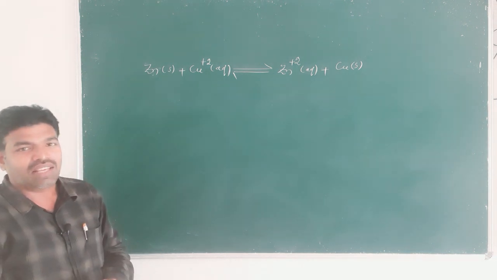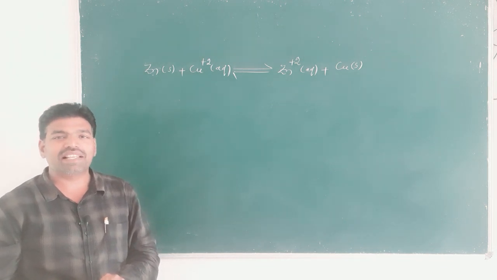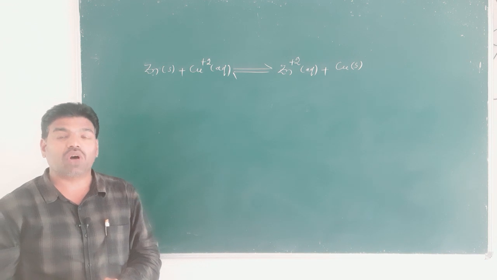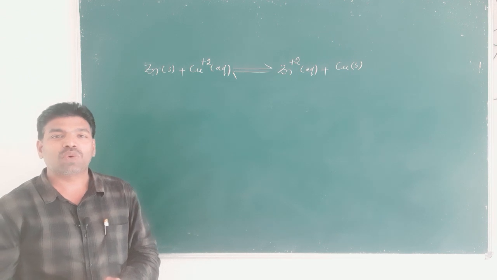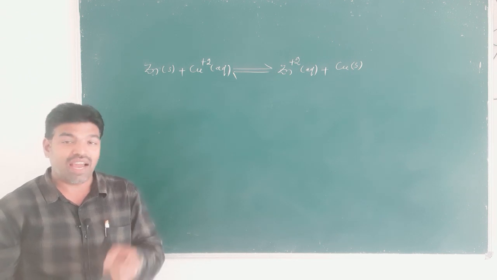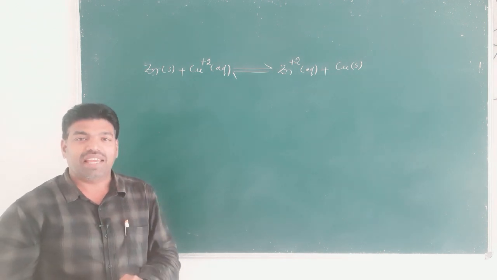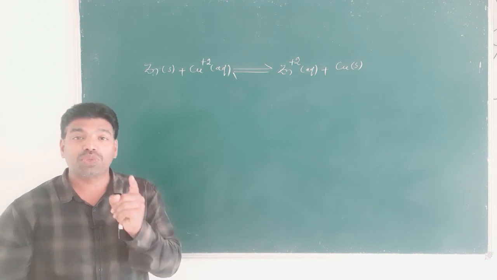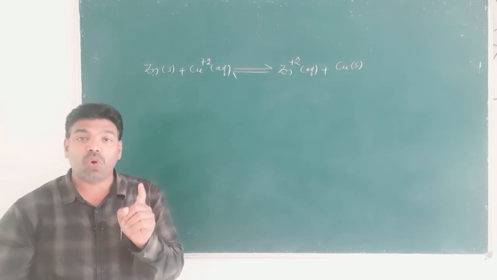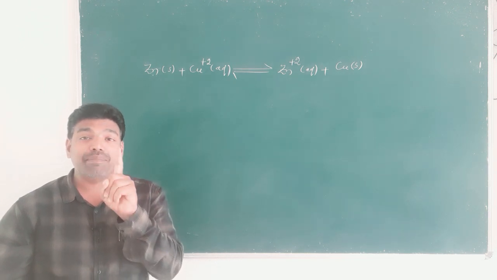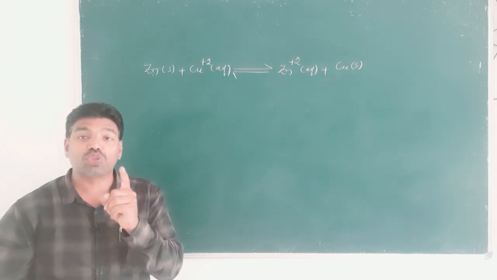In fact, the electrical energy that is produced by the Daniell cell is the product of EMF and the quantity of electricity which passes through the cell. I repeat, the electrical energy that is produced in the Daniell cell is the product of EMF and quantity of electricity that passes through the cell.